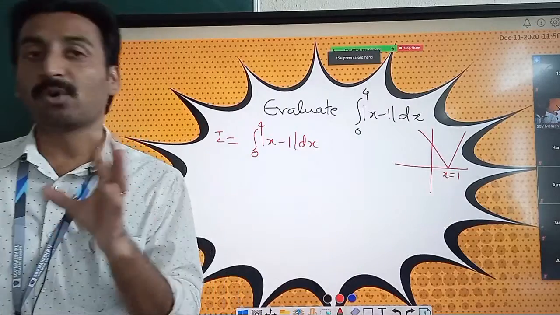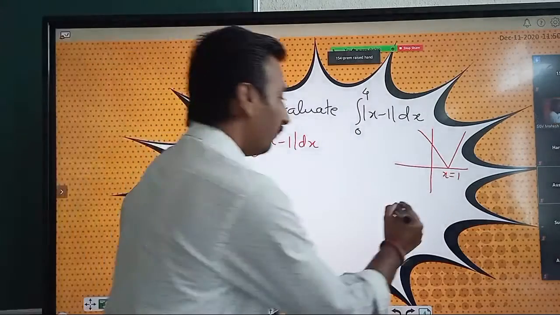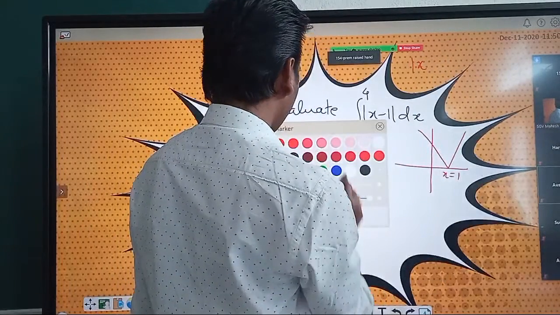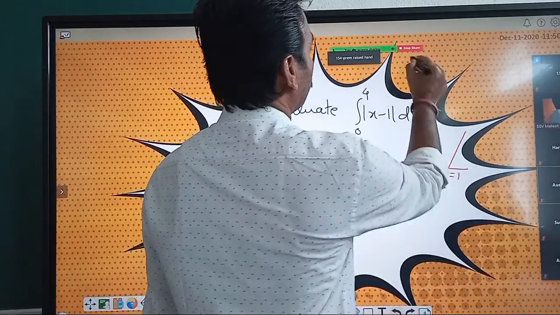But generally, mod x function, how do you define it? Mod x you will define like this.